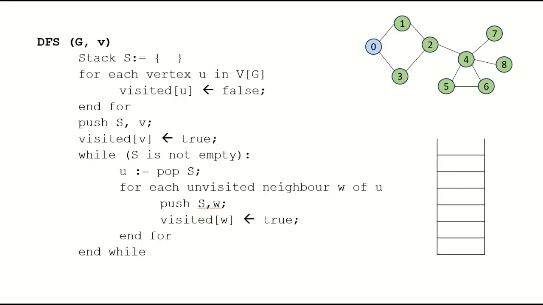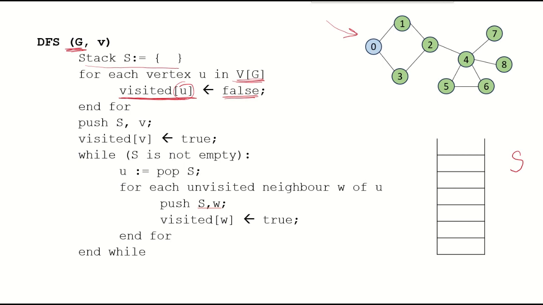Now we will take a look at the pseudocode of this DFS algorithm. We have a graph G and a starting node V, and we are going to take the same example that we did earlier. We take a stack which is initially empty, so this is our stack S. For each vertex u in V(G), the array of vertices of the graph, we are going to mark visited as false. So here we are creating an array, and false means unvisited. So visited[u] false means that this node u is currently unvisited.